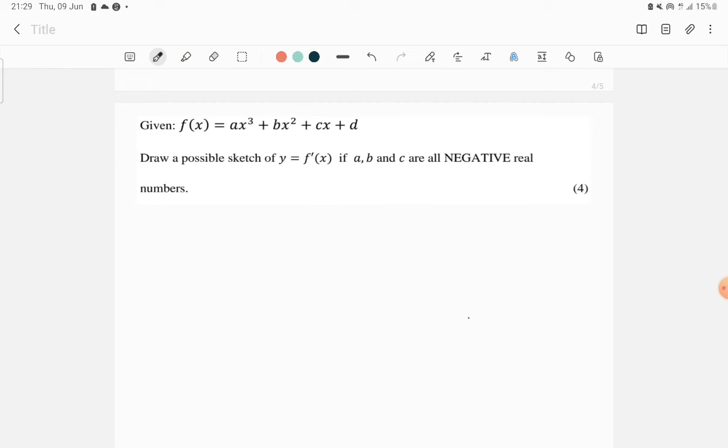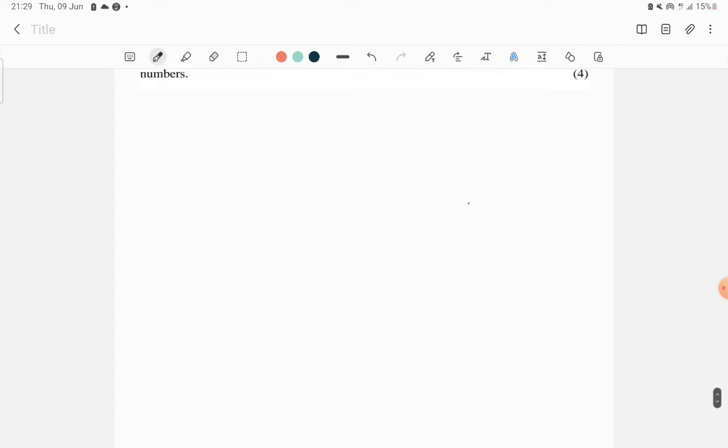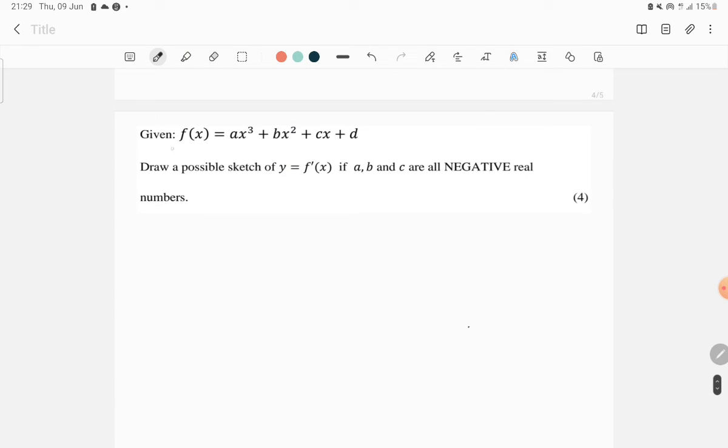Now, I believe this is the last one. We are given the function f(x), which is defined by that, and we are to draw the possible sketch of y equals f prime, the gradient of this function, if a, b, and c are all negative real numbers.